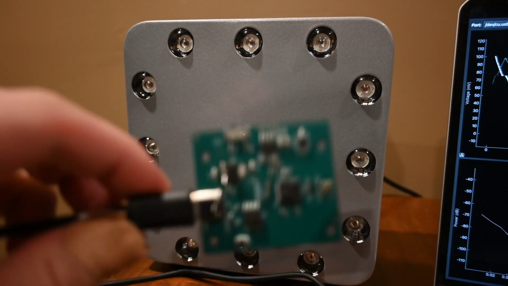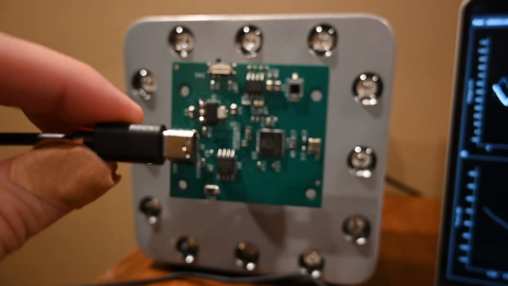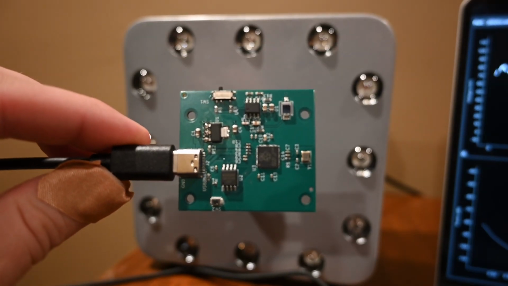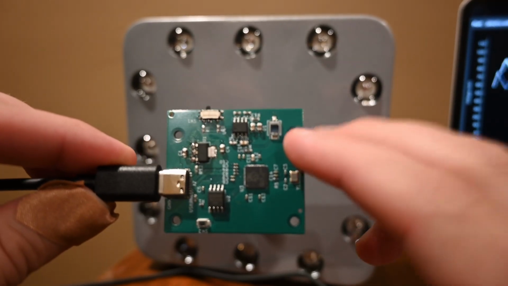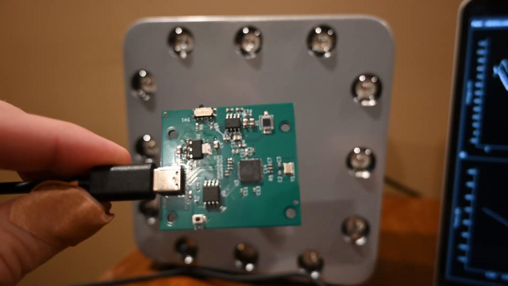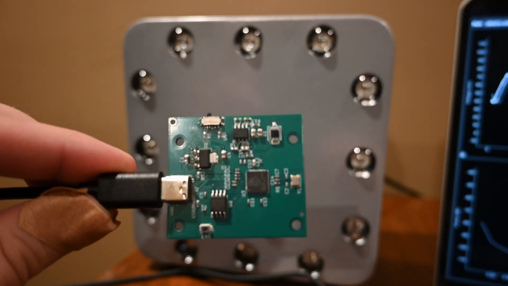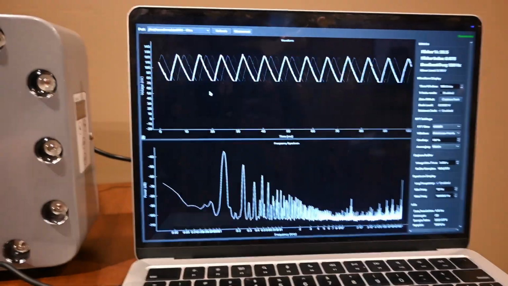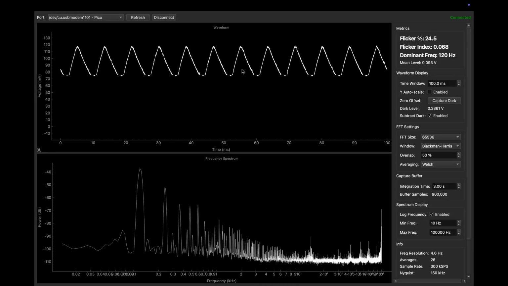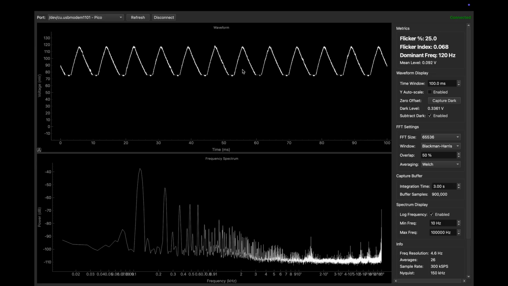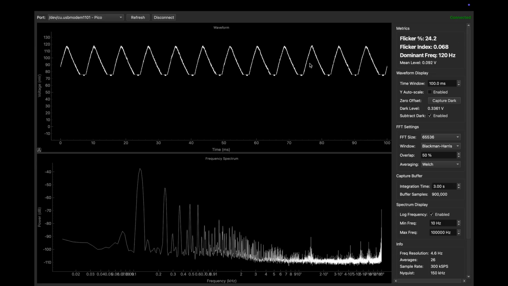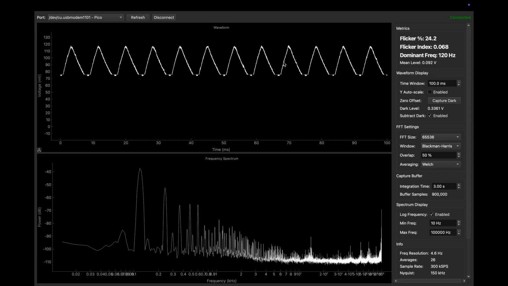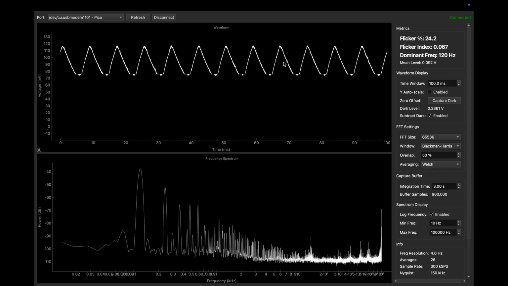So I have something here I made for another purpose, which is basically a flicker measurement device. This is the detector, and this will measure the light waveform, and I can read that out on my computer. What you're looking at here is actually not the flicker from the EMR-TEK, this is from the lights in my room, and you can see that it's pretty bad. The flicker index is 24%, which means that it's changing by roughly 24% of the average value.